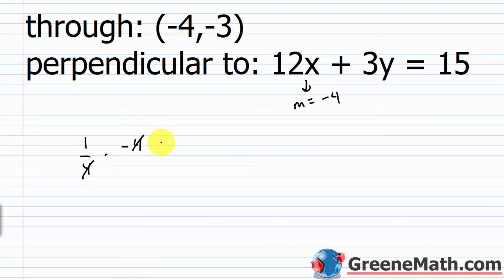I'd have 1 times negative 1, which would be negative 1. That's exactly the property that we know from perpendicular lines. So now I know the slope of the line that I'm trying to put in standard form. Again, it's 1/4. So my m is 1/4, and my point on the line is negative 4, negative 3.